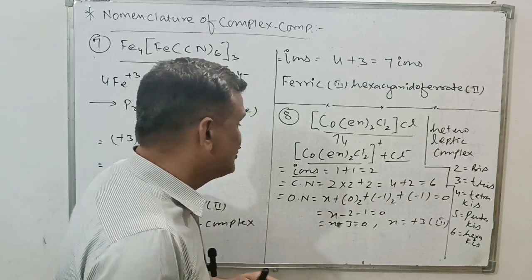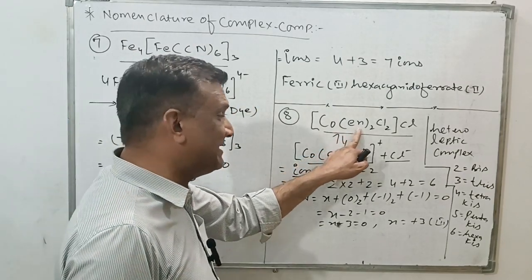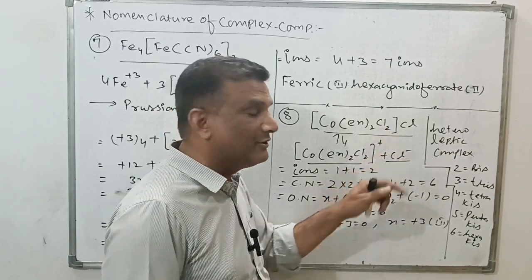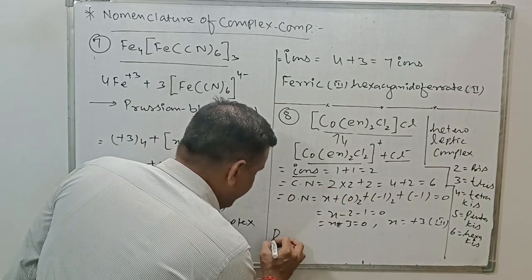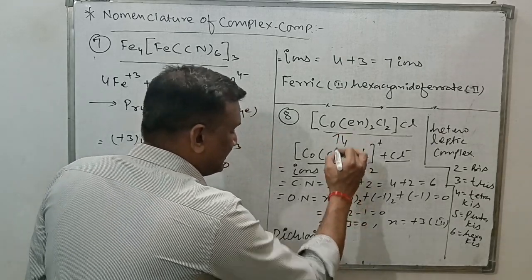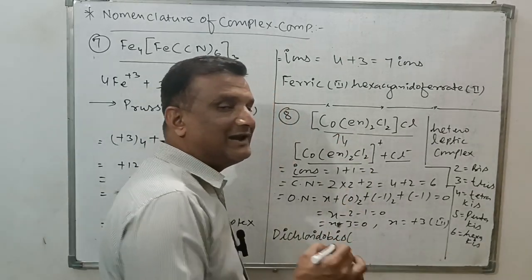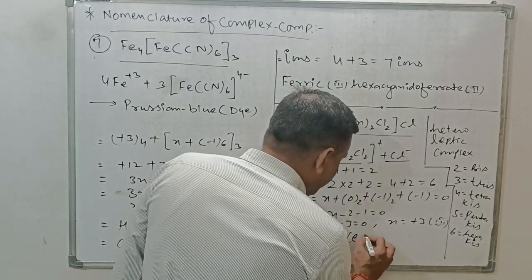Bis. And en is your ethane diamine, starting with E alphabetically. This is the chlorido, starting with C. So first of all, you have to write chlorido. Now chlorido is 2, so the name will be dichlorido. After that, en is 2, so bis. For en you can also use ethylenediamine, but ethane-1,2-diamine is much better.